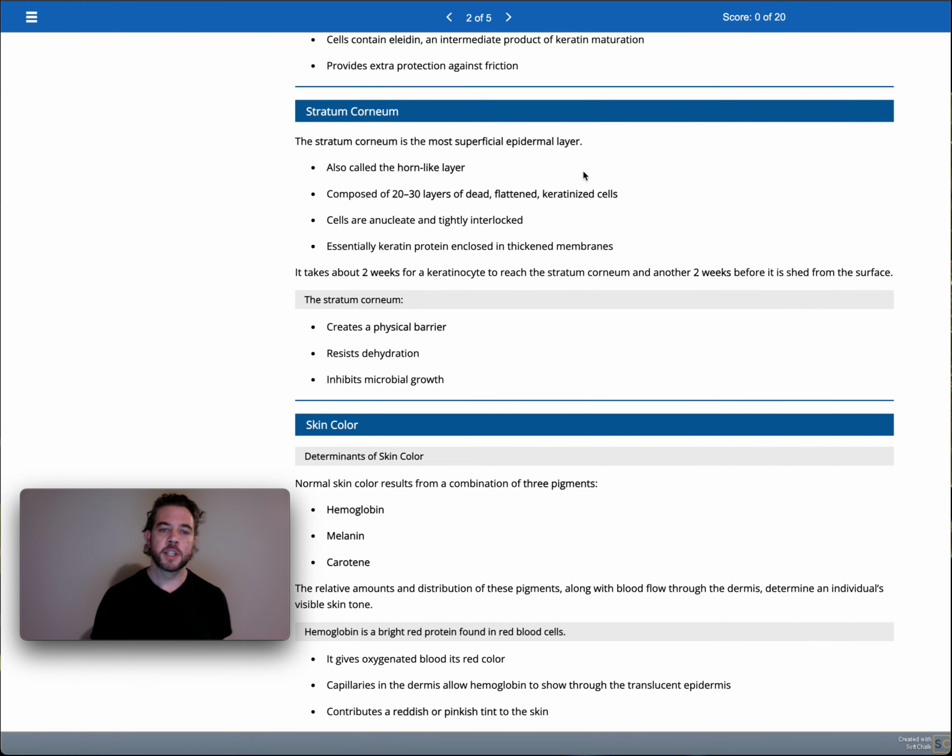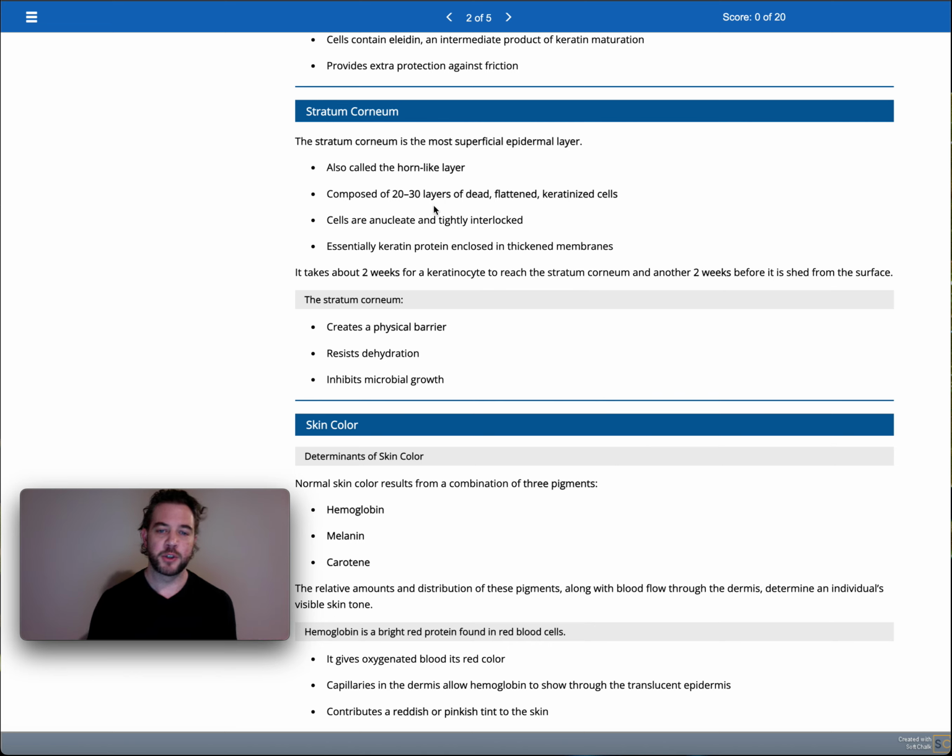Okay, so now we're getting into this most superficial layer, the stratum corneum. So if all of this has been a lot, just make sure you know the stratum basale and the stratum corneum. Those are the two most important layers. The basale is the deepest, producing living cells. The stratum corneum is the most superficial. That's what you're actually touching when you touch your skin. It is the outer layer.